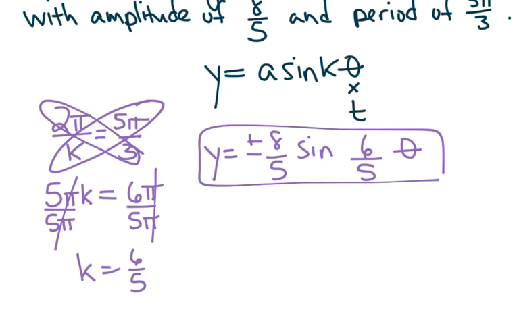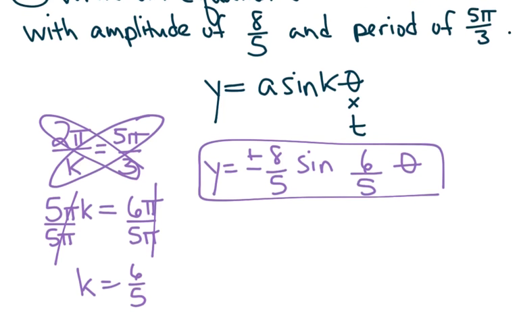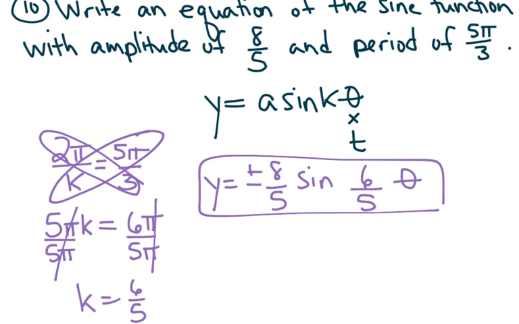And this is the equation for the sine function. Again, the amplitude does get plugged in as long as you put a plus or minus sign in front of it. But 5 pi over 3 is not k. You must set it equal to 2 pi over k and then cross multiply first.